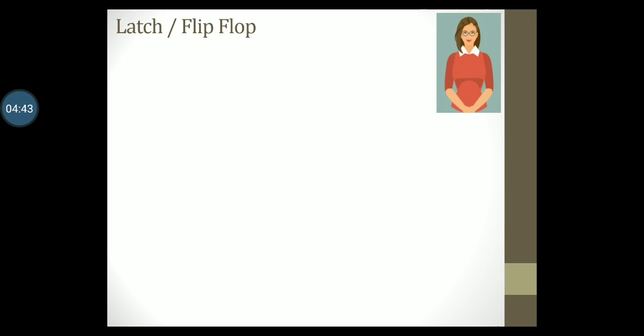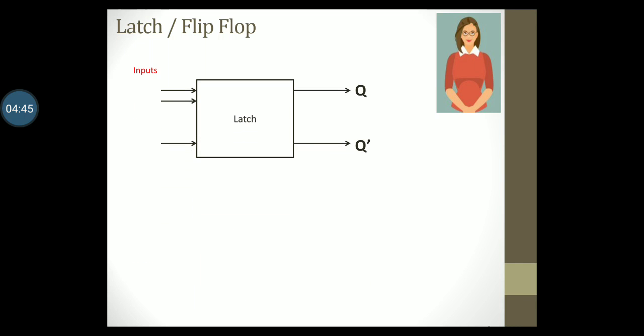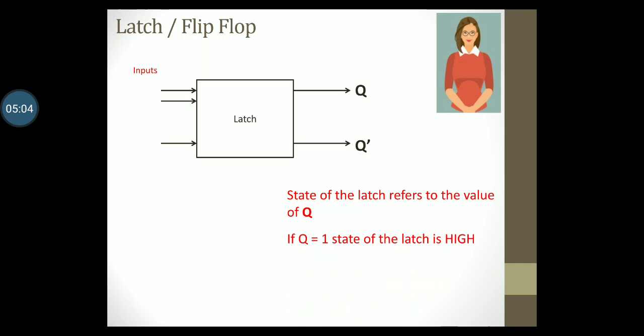This is a simple block diagram to explain what a latch looks like. It will have some inputs and it has two outputs, Q and Q bar. The state of the latch refers to the state of the normal output Q. If Q is equal to 1, then the state of the latch is said to be high. If Q is equal to 0, then the state of the latch is low. Q bar or Q dash is nothing but the inverted value of Q.